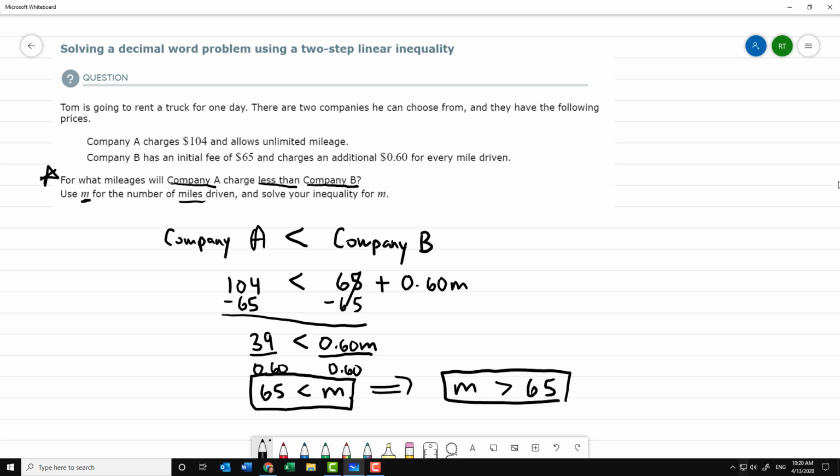It's easier to interpret the meaning of your answer here. Because the question was, for what mileages will Company A charge less than Company B? Well, if you drive any number of miles greater than 65, right? So if you drive more than 65 miles, Company A will charge less than Company B. And that's the final answer.